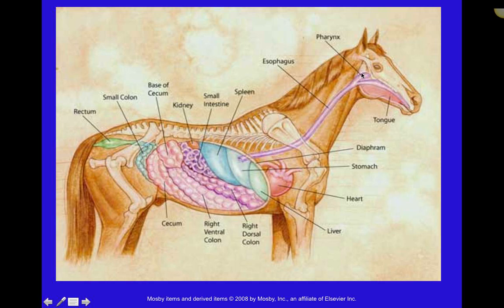Okay, so we've got pharynx, esophagus makes its way down into the stomach. We have the liver cranial to the stomach. The spleen is caudal to the stomach. Works its way through the small intestine. Makes its way into the cecum. Okay, works through the cecum, comes back up, and is excreted into the right ventral colon. It's called the ventral because it's more ventral compared to the one cranial to it. So right ventral colon, right dorsal colon, and works its way through, going around into the small colon and then into the rectum, which is the storage area.